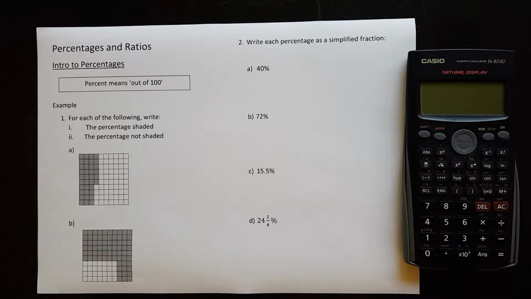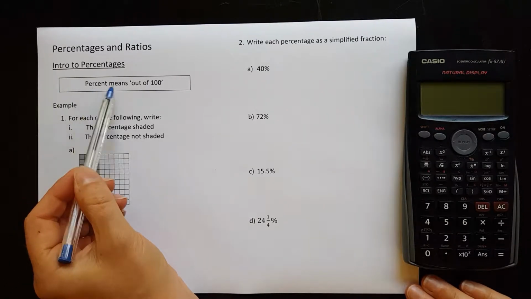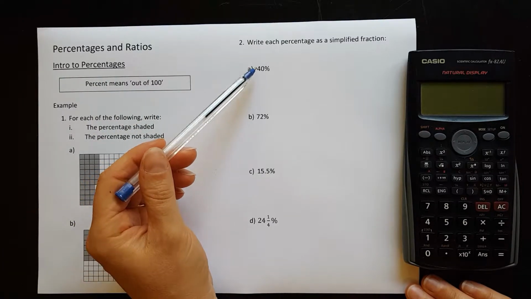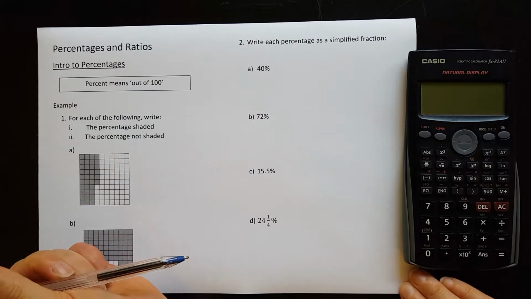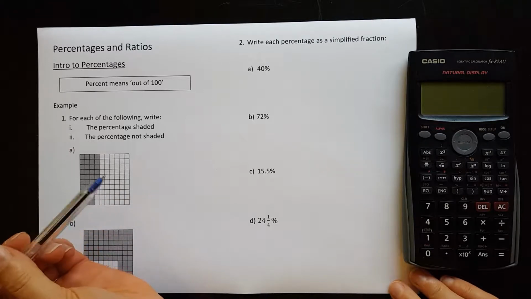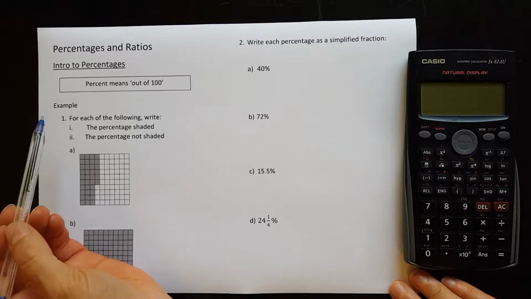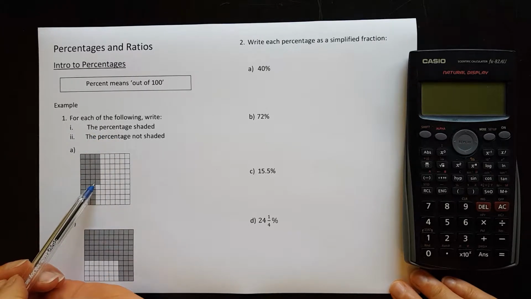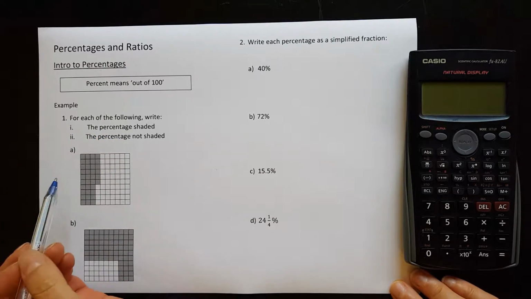Today we're going to do percentages and ratios, and we're going to start with an introduction to percentages. So for starters, percent means out of 100. Anytime you see a number written as a percentage, that just means that it's a mark out of 100. For each of the following, write the percentage that is shaded. So let's have a look.